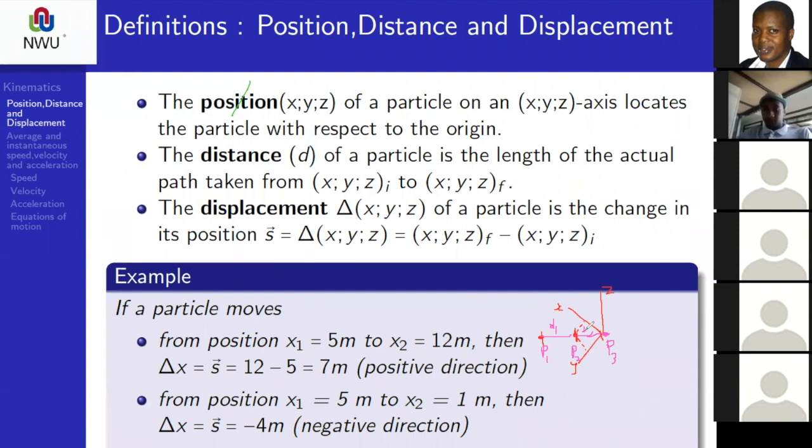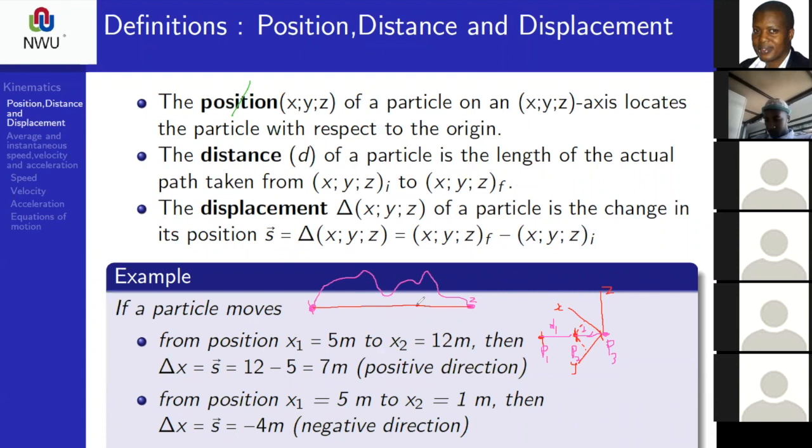So yes. Distance must take into account two positions, like the distance from Megacity to Cape Town, right? But if I say, where are you? You'll say, I'm in Mutuseng. I won't say from where. So a position is basically a location in space.